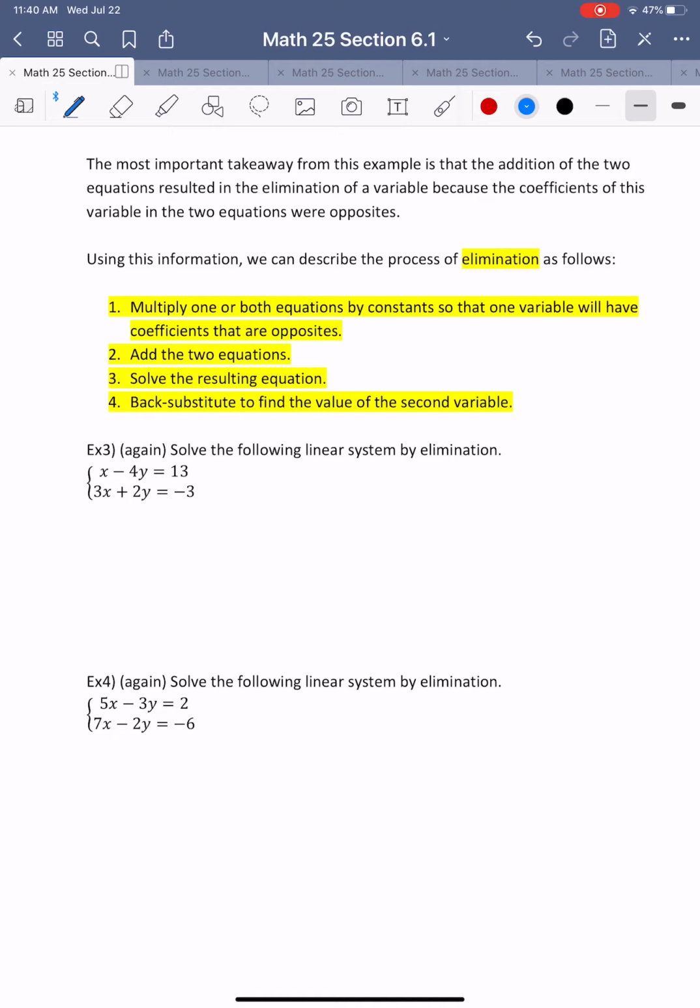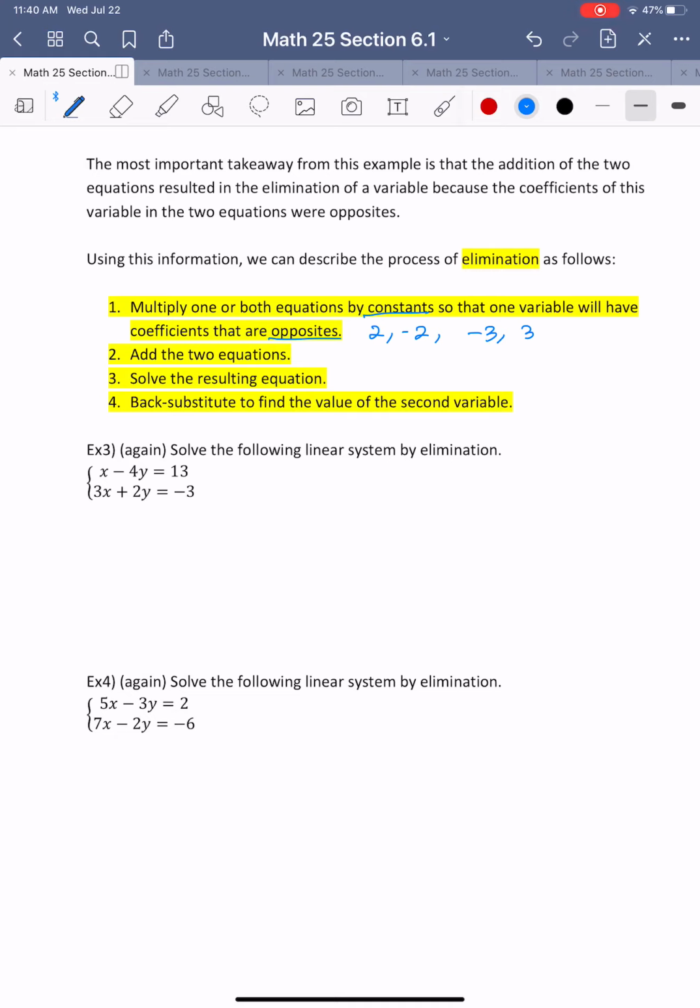Number 1, multiply one or both equations by a constant, which is some number that you need to make one variable have coefficients that are opposite. Opposite means if you have a 2, negative 2 is the opposite. If you have a negative 3, then 3 is the opposite, okay? So that's what we want to multiply to get it out, and then it cancels out when you add it. Add the two equations, solve the resulting equation, and back substitute to find the value of the second variable, just like the substitution method, okay?